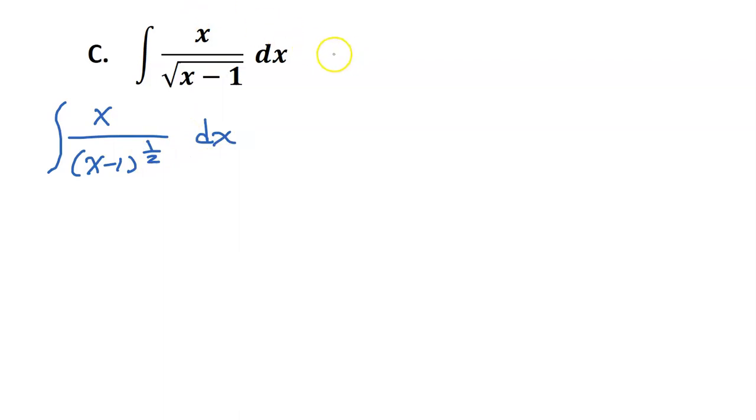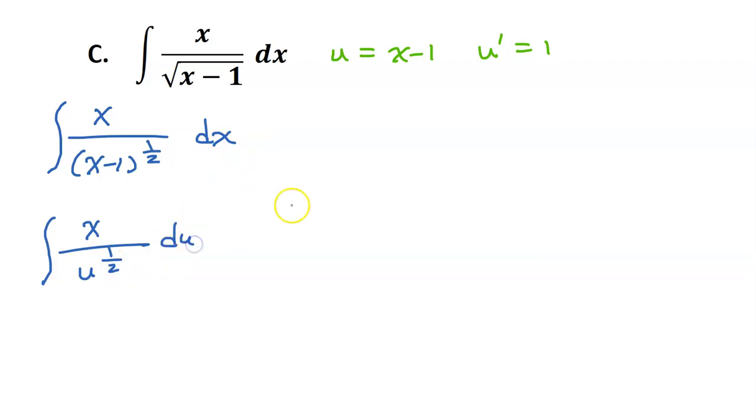If u substitution is to work at all, then u will be x minus 1, which means that u prime is equal to 1. A whole lot of nothing. Let's go ahead and make the substitution and see what happens. So I'm going to have the integral of x over u to the 1/2 power. Instead of dx, I write du over u prime, but u prime is 1, so I don't need to write that. I do not like the fact that I have an x remaining here, but it's not a big deal because I can use the relationship between u and x to replace this.